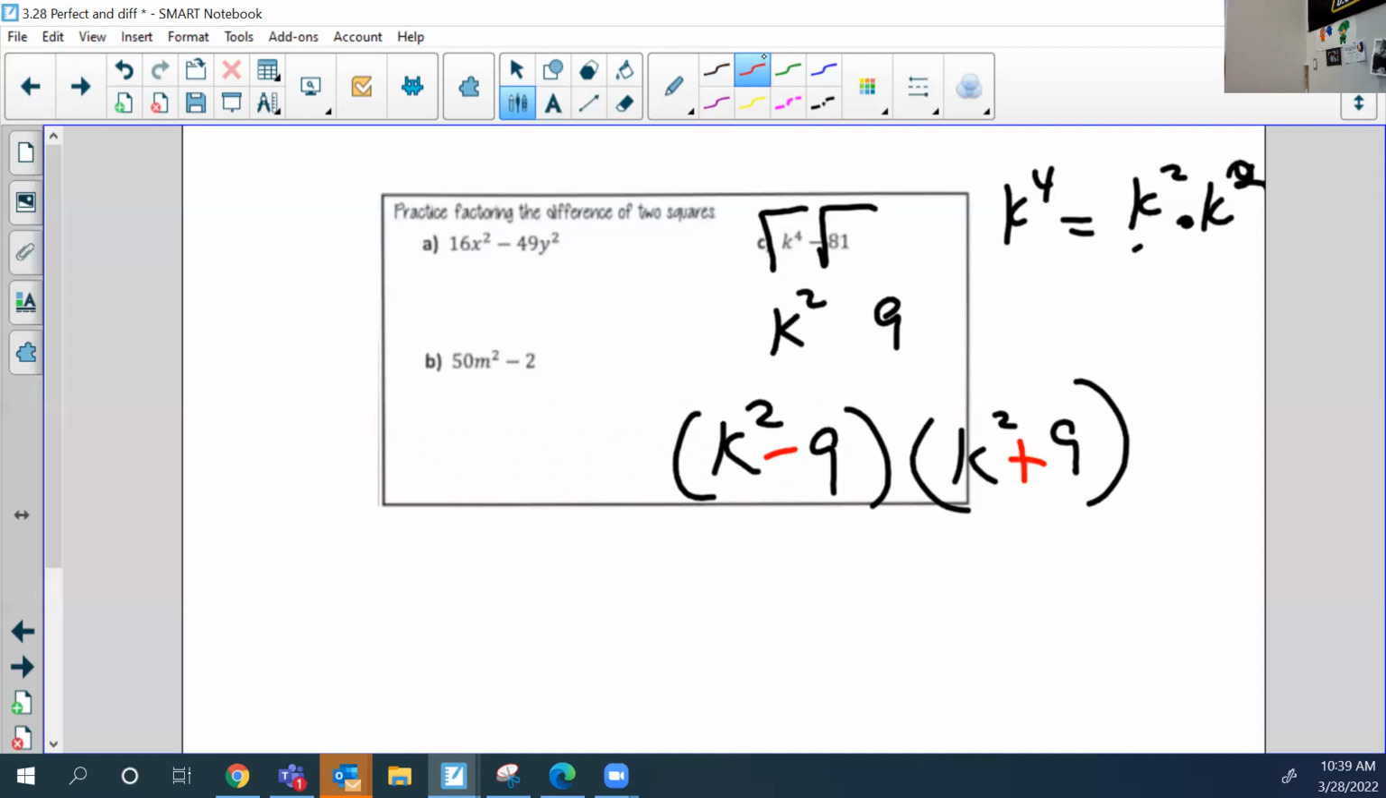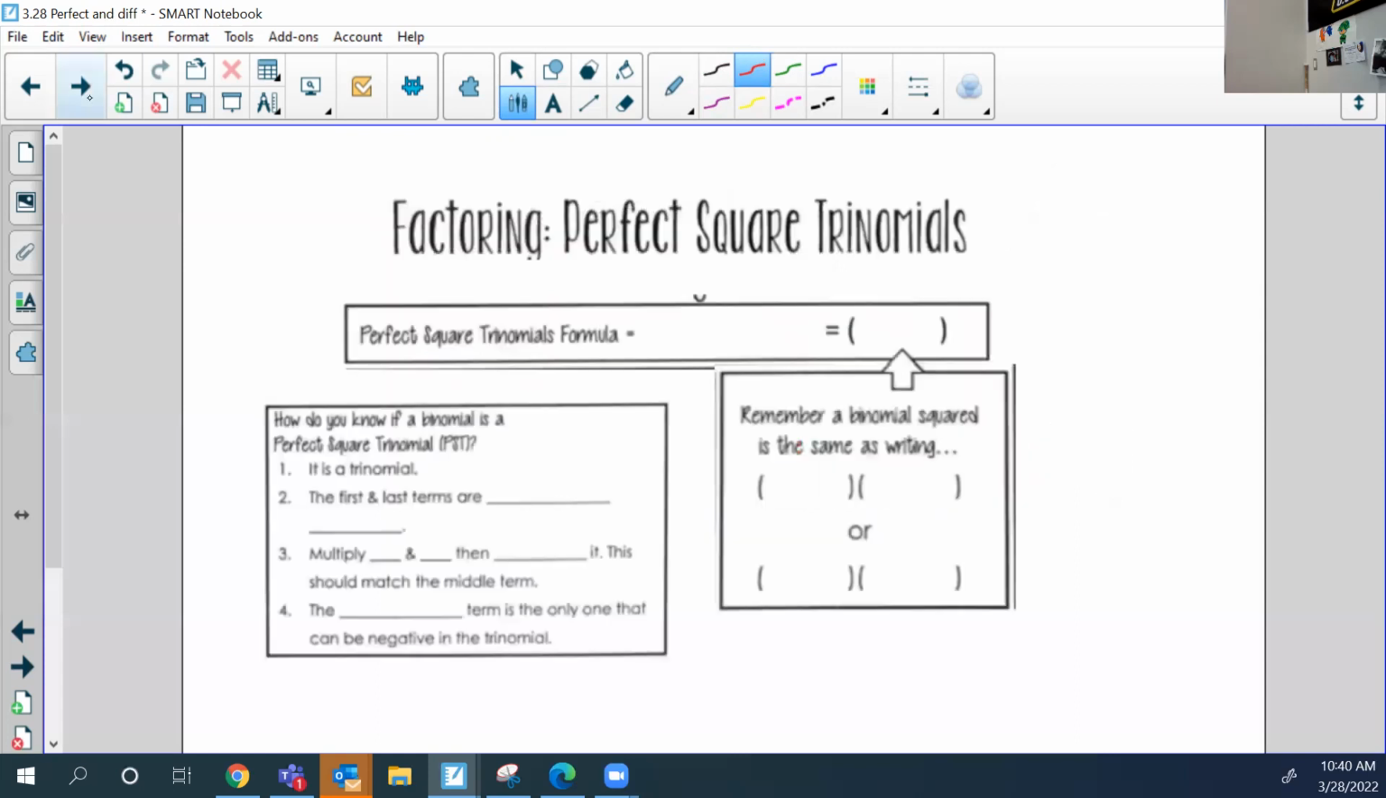Now in B, it's a binomial, but 2 is not a perfect square and 50 is not a perfect square. So this is not a difference of perfect squares. Let's see.